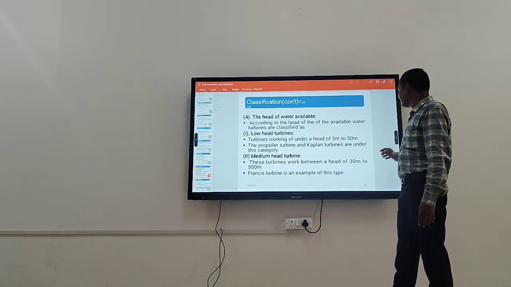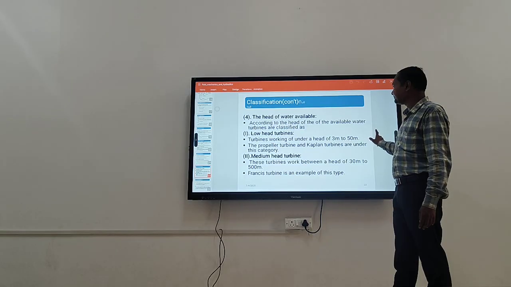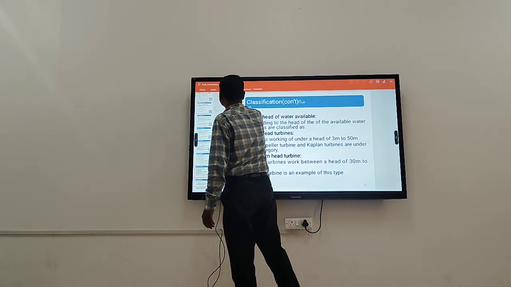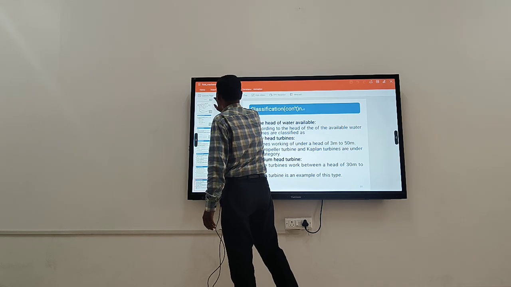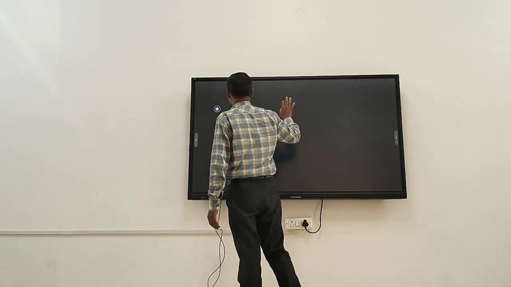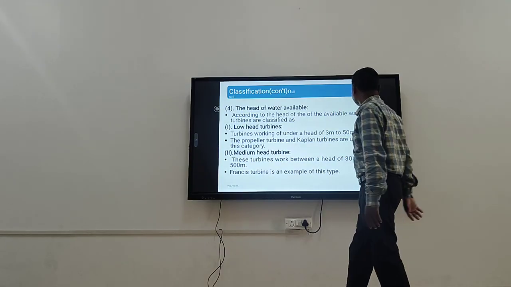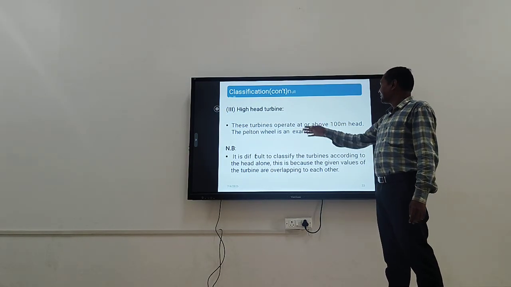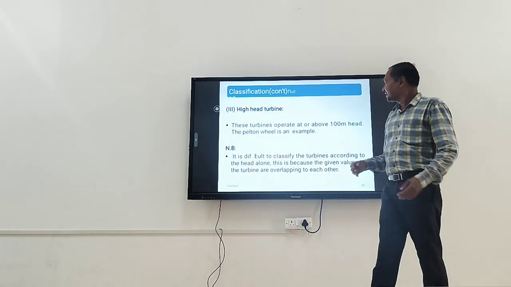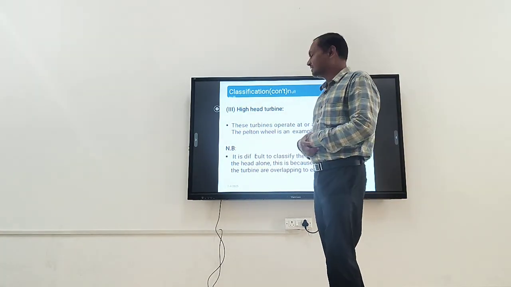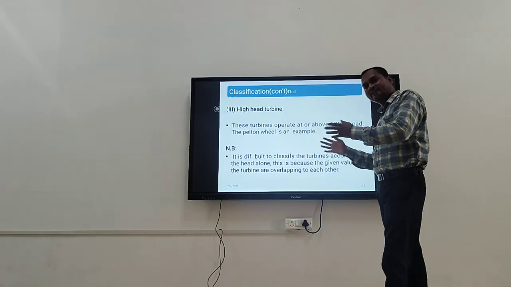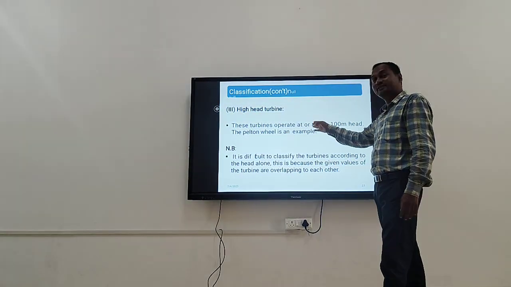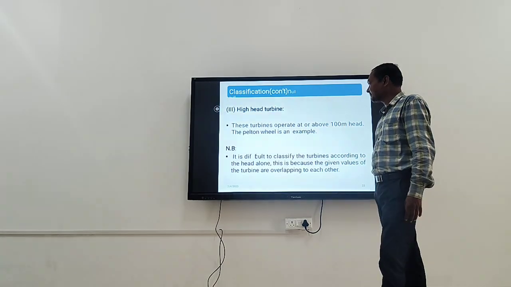Next we come to the next category, that is the high head turbine. These turbines operate above 100 meter of head. So the head available at the inlet of the turbine is above 100 meter. And the Pelton wheel is the example of this high head turbine.